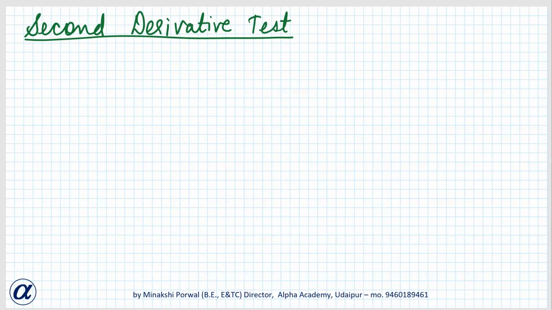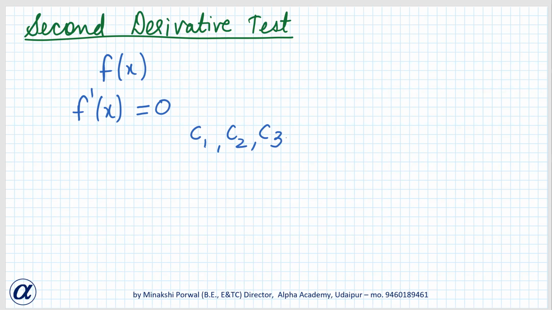For the second derivative test, we'll proceed this way. Suppose a function f(x) is given. We'll find its first derivative f'(x) and put it equal to 0. Just like in the first derivative test, this step is the same. First we differentiate it, put it equal to 0, and find the values of x. Suppose we get some values c1, c2, c3. These are critical points.